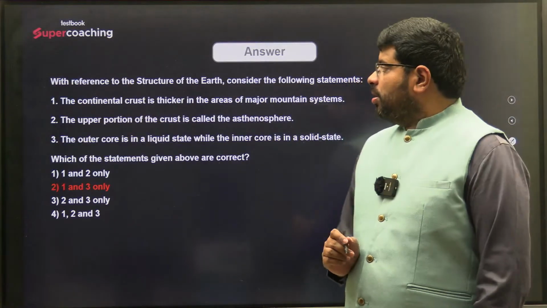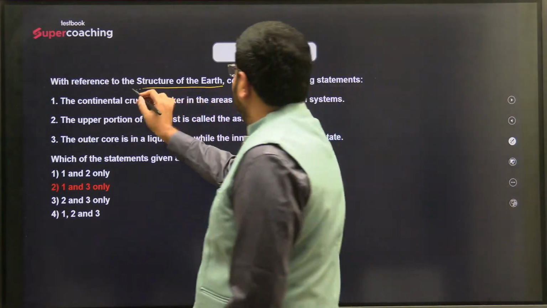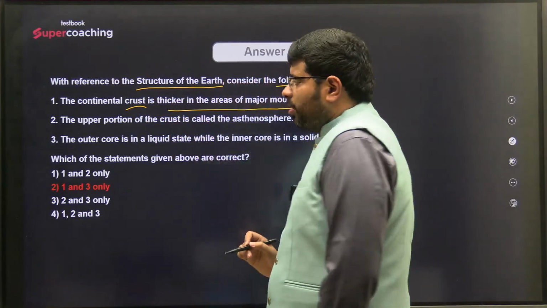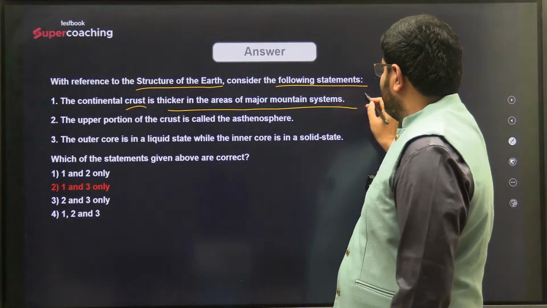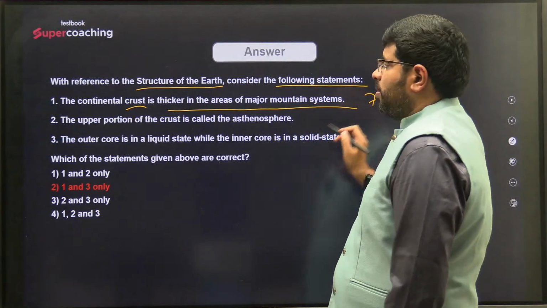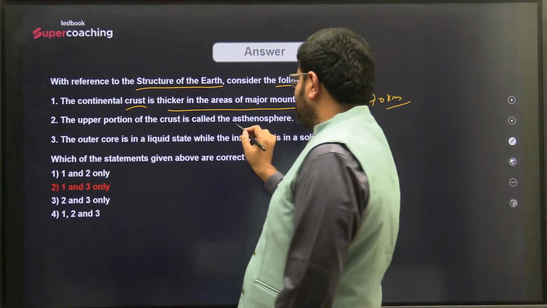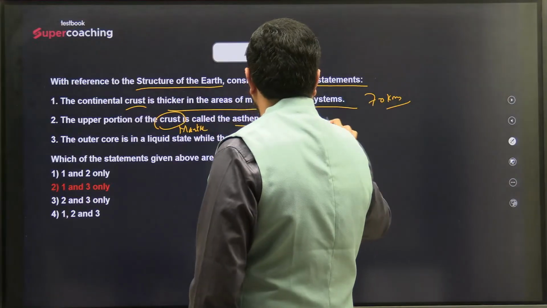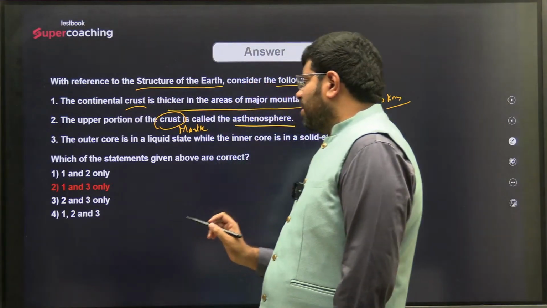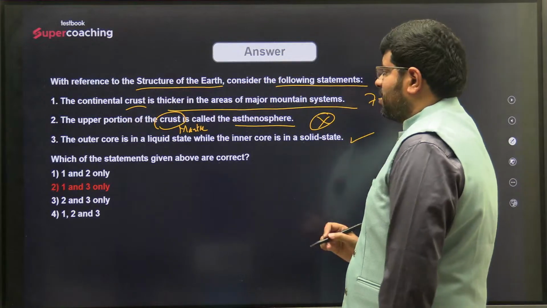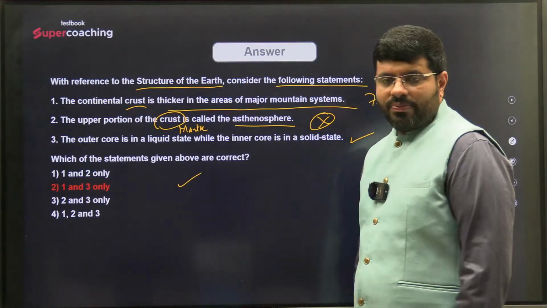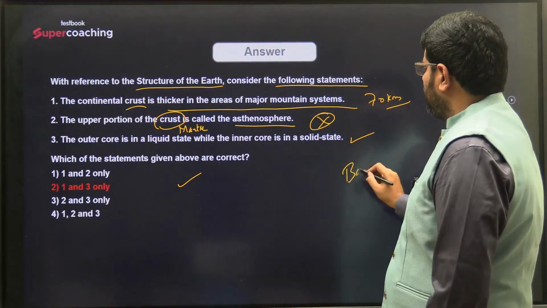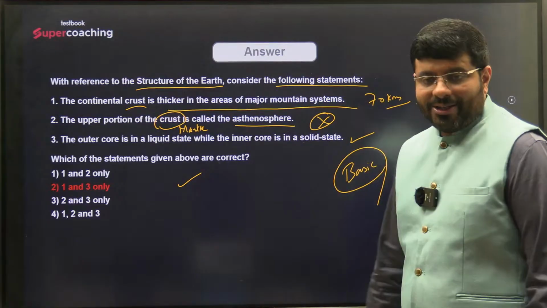With reference to the structure of the Earth, consider the following statements. The continental crust is thicker in the areas of major mountain systems. Yes, we have seen it, 70 kilometers. The upper portion of the crust is asthenosphere. No, the mantle is asthenosphere. So this is wrong. The outer core is in a liquid state while the inner core is in a solid state. Yes. The answer is 1 and 3. So that is very simple, basic. You should have got it right.